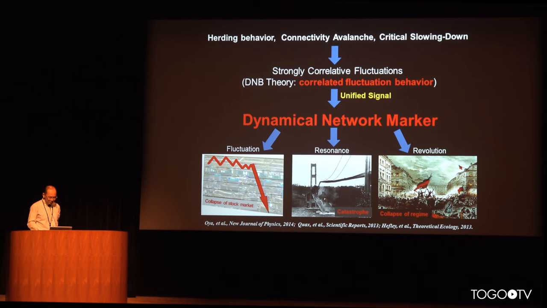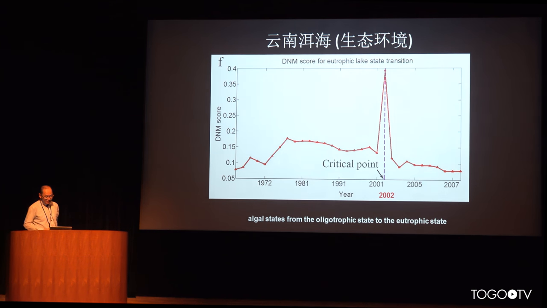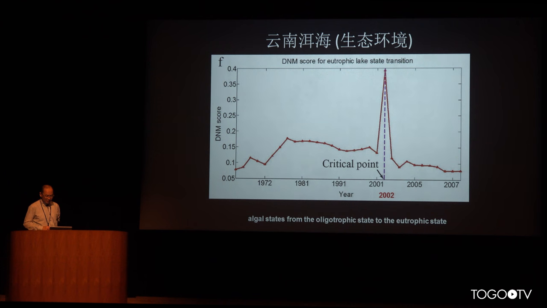So right now, many people also use our theory in the stock market and in engineering areas. This is one application. People used our DNB to correctly detect the environmental change of a very famous lake. It had rich nutrition in 2002, and based on the measurements, they successfully detected the early signal just before the catastrophic environmental change.